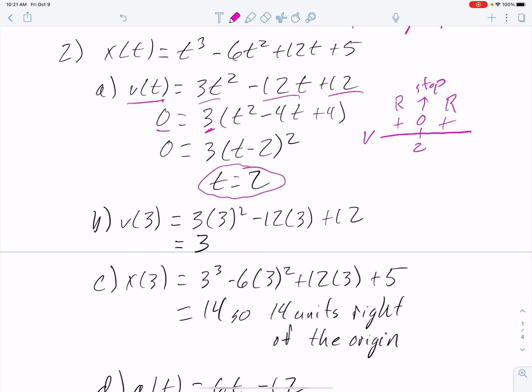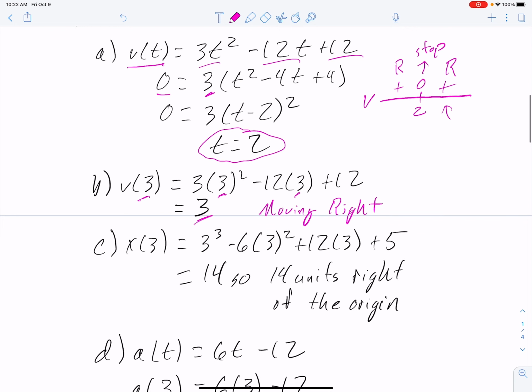We may stop when t equals 2, but we do not change direction. All right, it asks what velocity is when t equals 3, so I sub 3 into my velocity function, and I get 3, so I know my velocity is 3. I would have already known that I was going to get a positive answer, and so I can say the particle is moving to the right because velocity is positive.